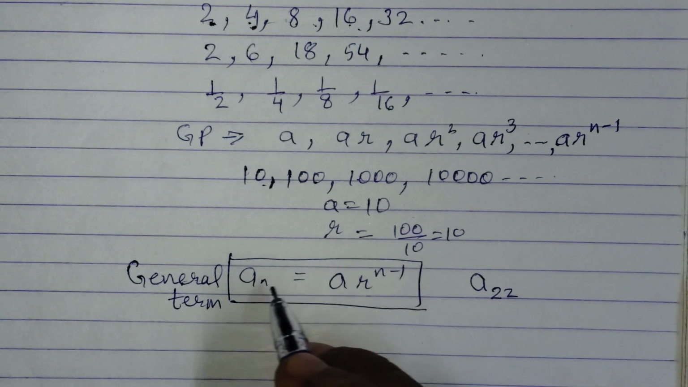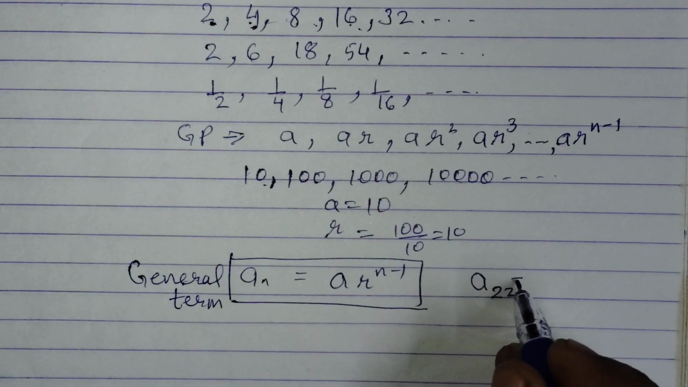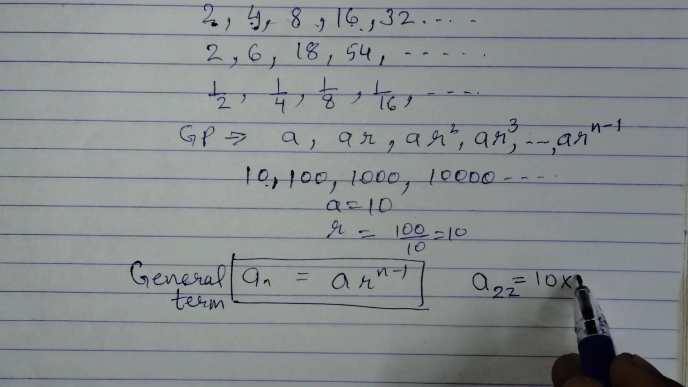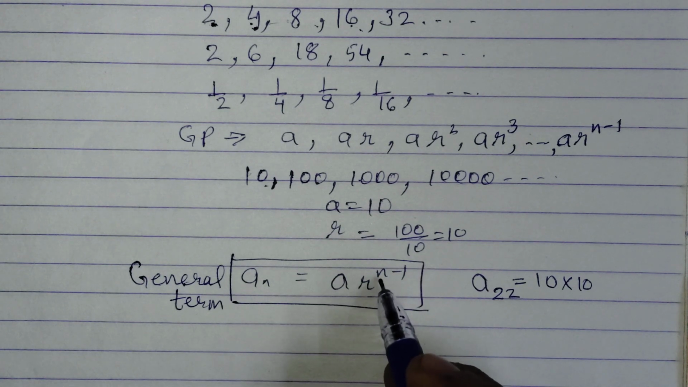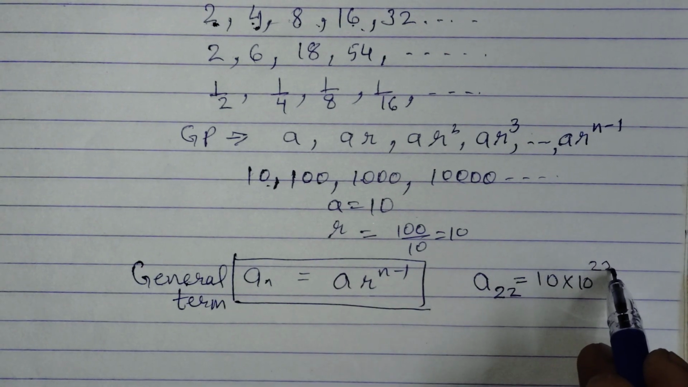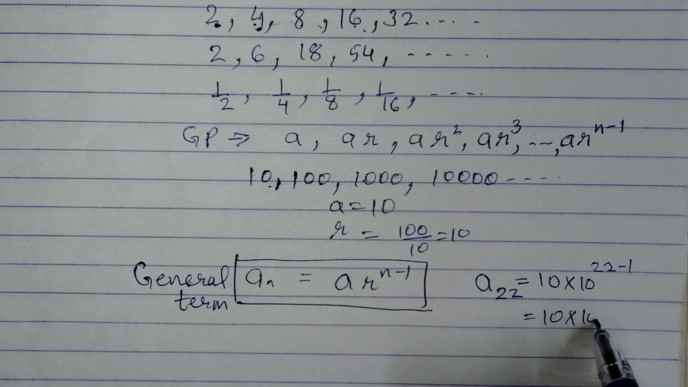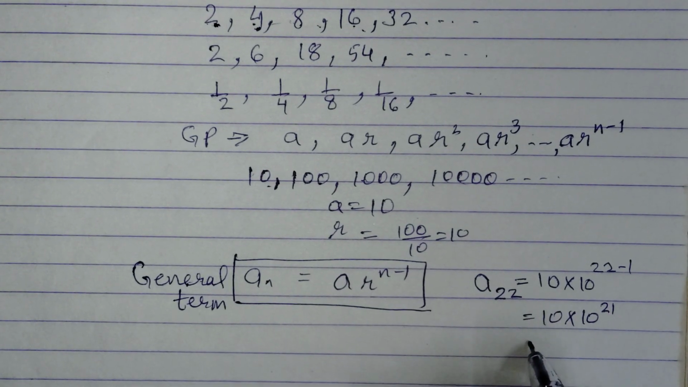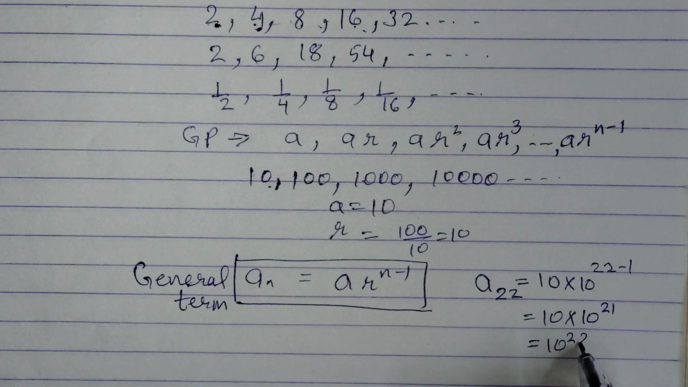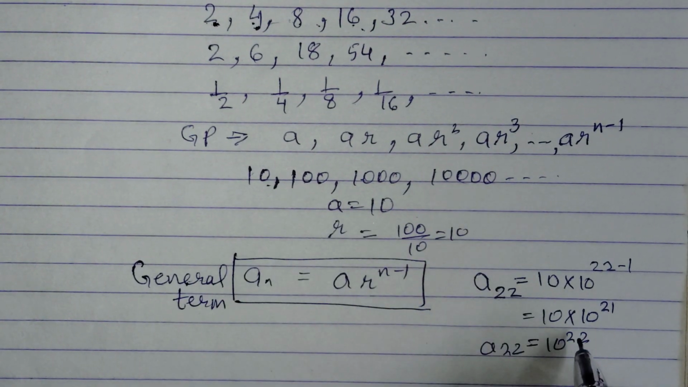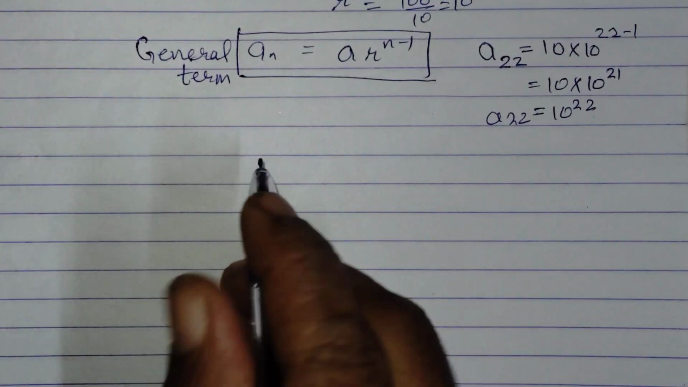And according to it, if we want to find the 22nd term in the above series, we put n equal to 22. So A is 10, R is 10, and 22 means 22 minus 1. It gives 10 to the power 21. So 10 into 10 to the power 21 gives 10 to the power 22. This is the 22nd term in this series. So next our formula is sum of GP.